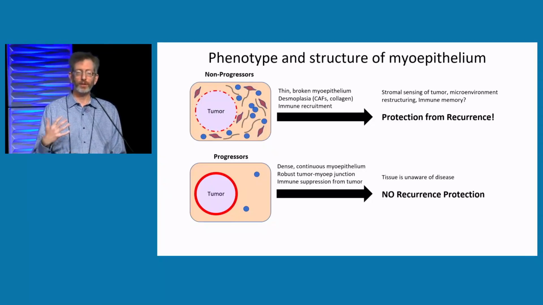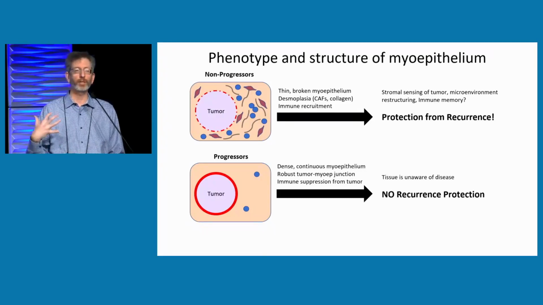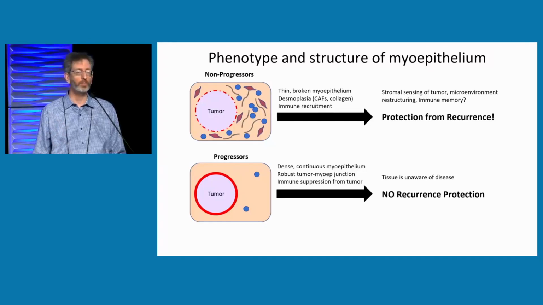The thinking here is that actually the thick myoepithelial layer protects the DCIS cells from the immune system and the potential control the immune system could have on the neoplastic cells and their ability to progress. Whereas if the myoepithelial layer is breaking down and allowing immune cells to enter into the DCIS compartment, that allows the immune system to start to control the neoplastic growth and perhaps put some brakes on the progression process.